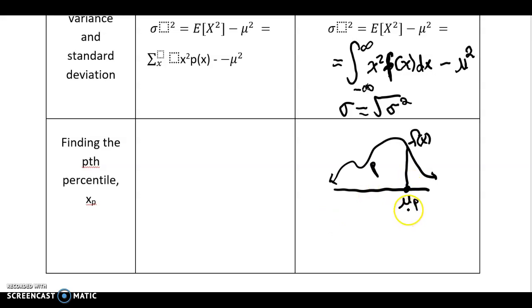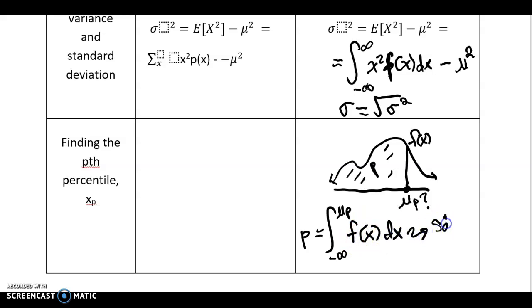I think they use this symbol, maybe mu sub p. I can't remember. It's something like that. But if you wanted to figure out what this value is, what you would do is integrate from negative infinity all the way to that value, so this area has to equal whatever p is, written as a decimal, of f of x dx. And then you would solve for mu sub p. I think maybe you have to try to do that a couple times in homework.